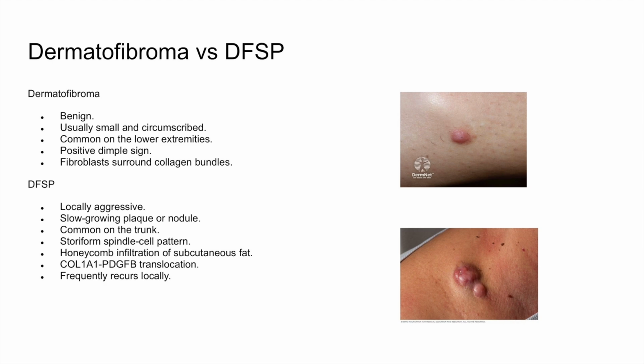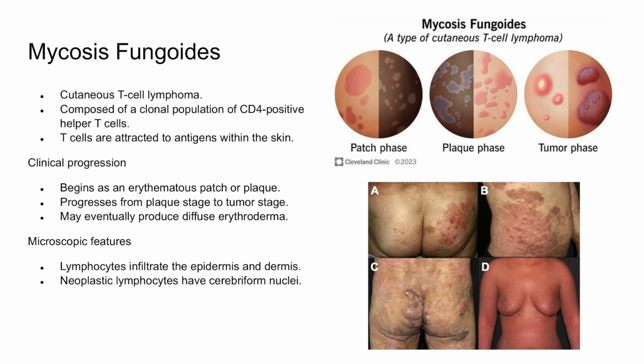It is locally aggressive, extends into subcutaneous fat in a honeycomb pattern, and contains spindle cells arranged in a storiform pattern. DFSP is strongly CD34 positive and usually carries COL1A1-PDGFB fusion. The quick distinction is dimple sign and collagen entrapment for dermatofibroma versus honeycomb fat infiltration and PDGFB activation for dermatofibrosarcoma protuberans.